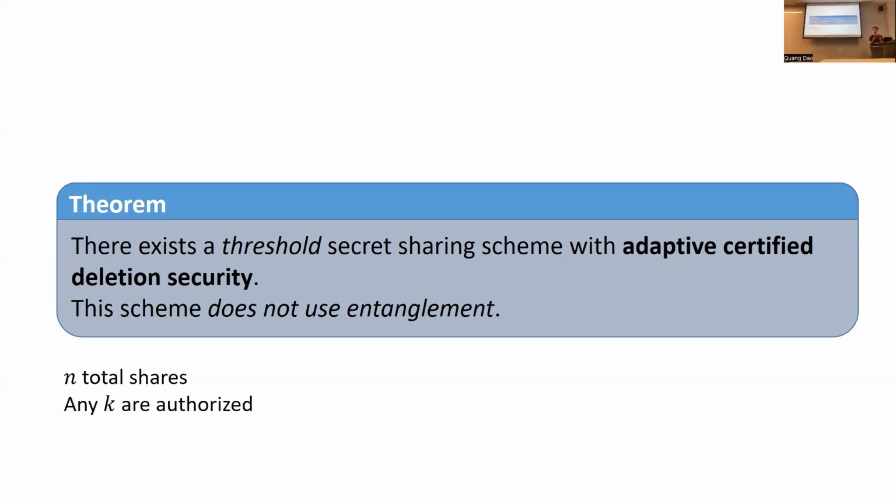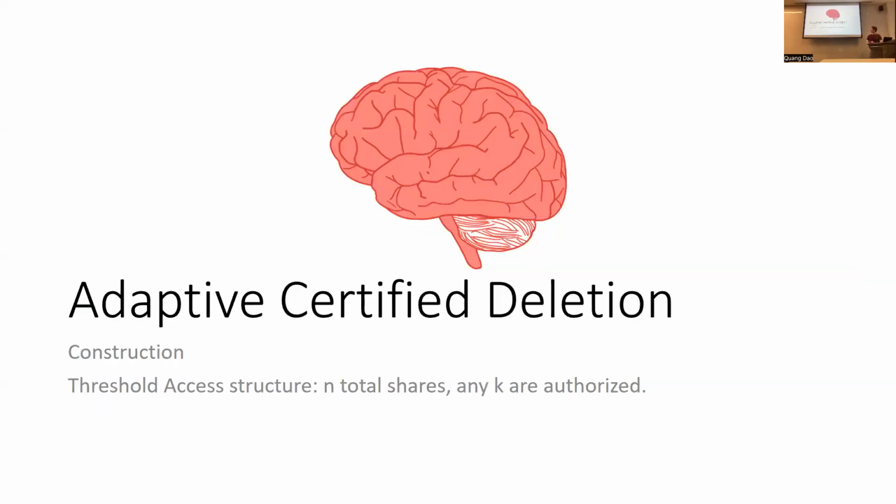For the sake of time, I'm not going to go into how this definition differs from no signaling and why they're incomparable. If you are interested, you can look at the paper, or I'm happy to talk about it a little bit after during the question section. Okay, so let's move on to the construction. And as a reminder, we're working with threshold access structures where there are n total shares and any k are authorized.